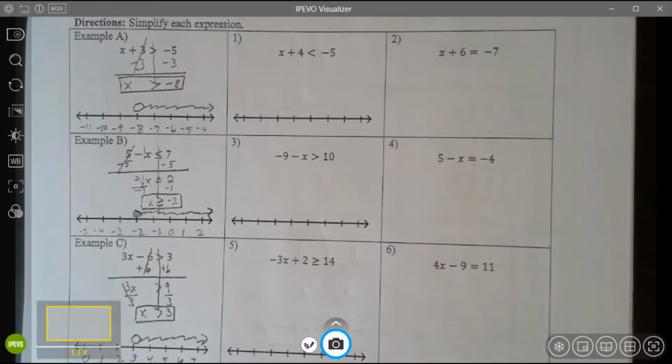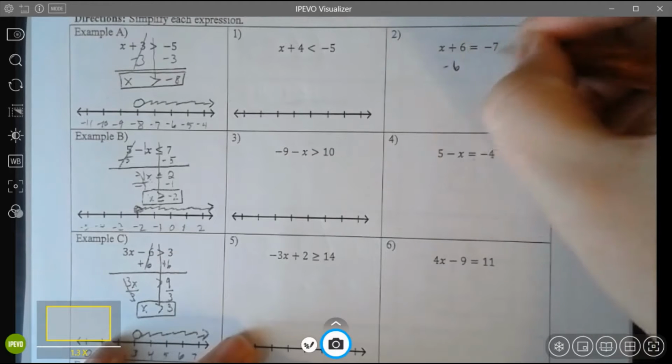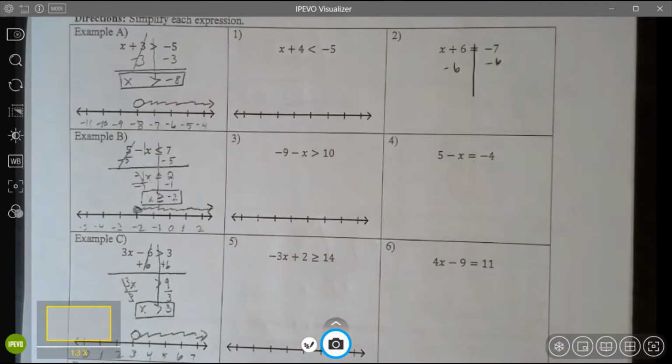If you want to solve that for x, you've got to get rid of the 6. So we want to get x by itself. To get rid of the 6, to undo addition, we're going to subtract. So subtract 6 from both sides. And if you like, you can draw the fence in between. Whatever you do to one side, you've got to do to the other.